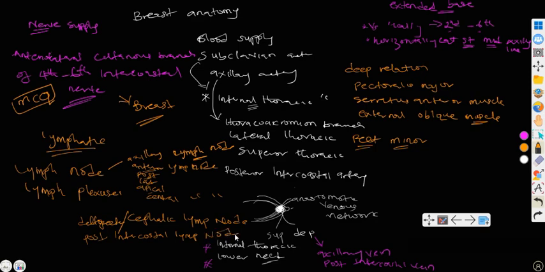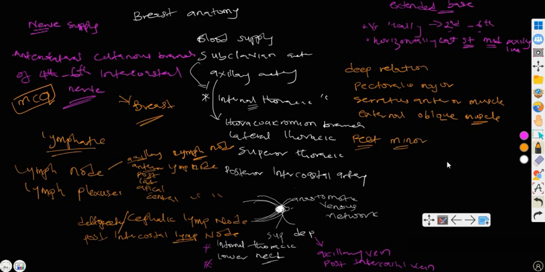This is about the nodes through which the breast drains, apart from the main lymph node, the axillary lymph node. So if you are asked in an exam what the main lymph drainage of the breast is, you say it is the axillary lymph node, mostly the anterior axillary lymph node, which is also called the pectoral lymph node. This is about the lymphatic drainage of the breast.